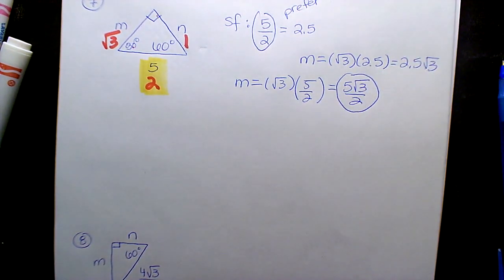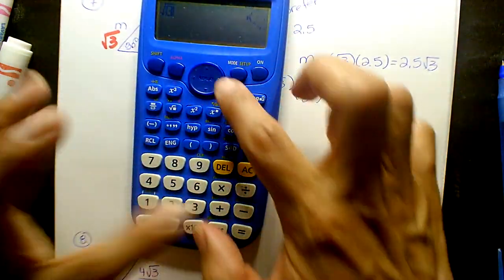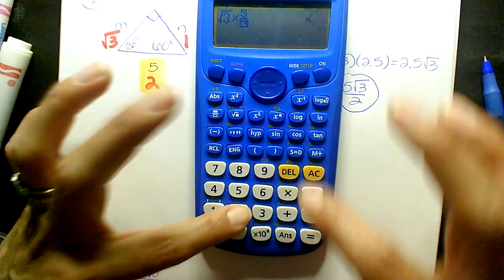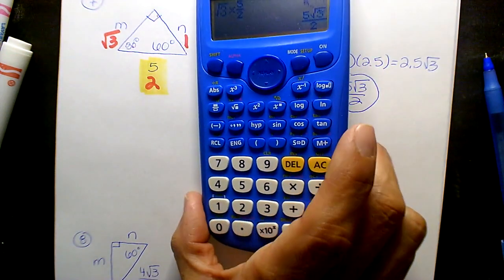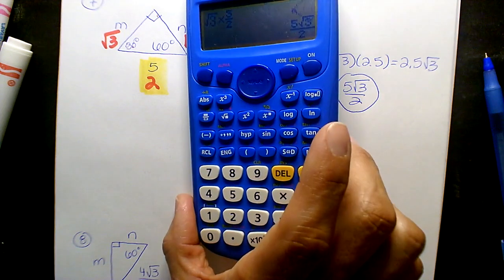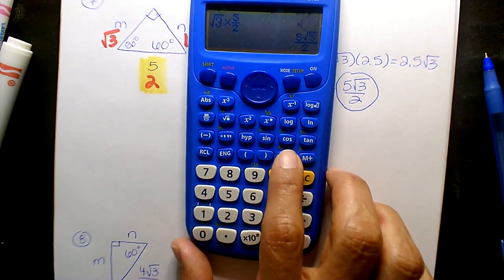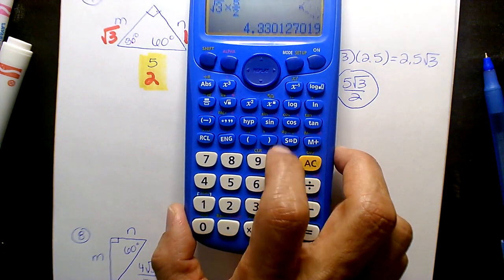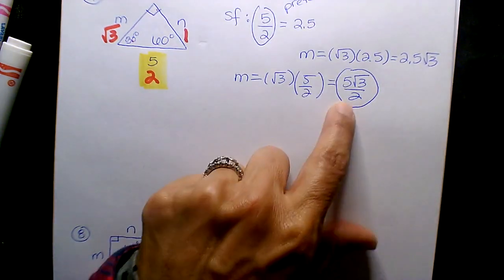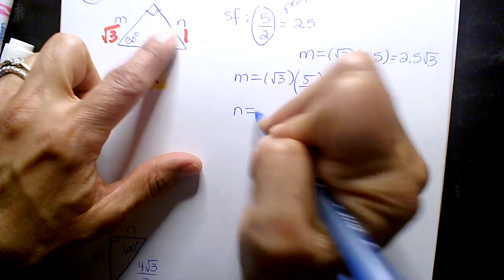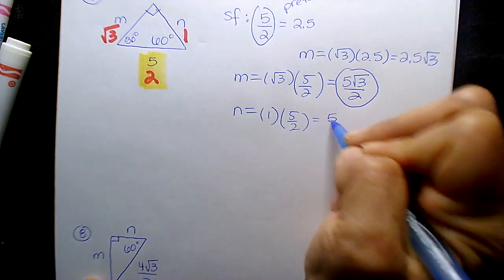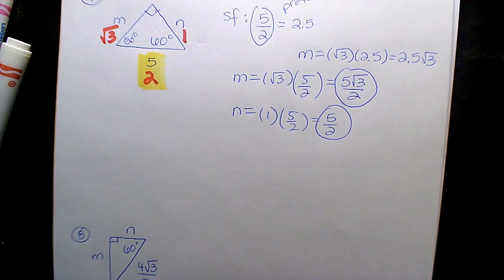If you grab a calculator, rad 3 times 5 over 2, and there's your 5 rad 3 over 2. As long as you have this fraction button, the calculator will do it for you. So do not hit S-to-D. I do not want a decimal. I want that simplified radical answer. Always. No decimals. So how do I find N? N is just 1 times your scale factor, so 1 times 5 halves is 5 halves. And that's your answer.